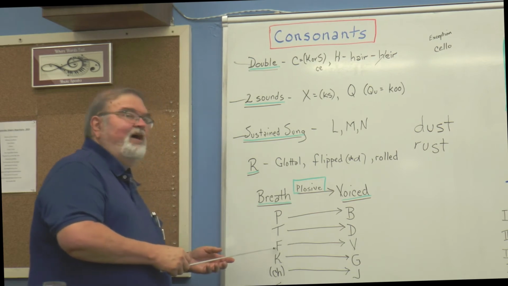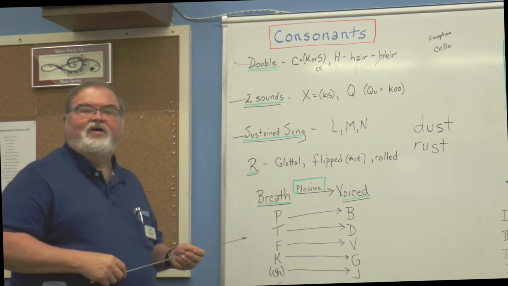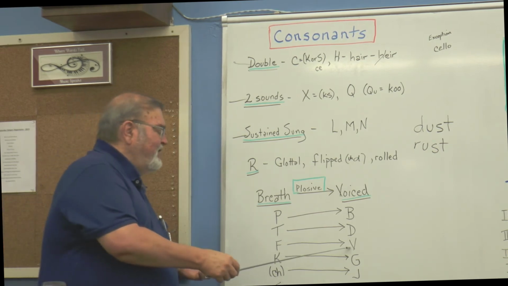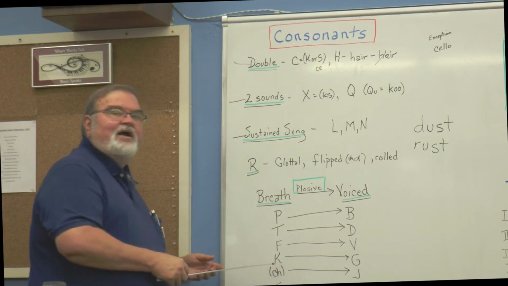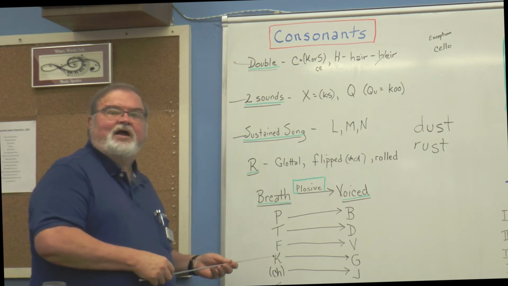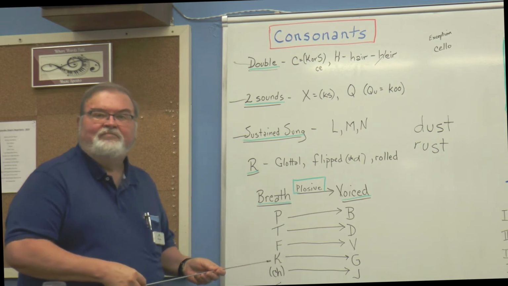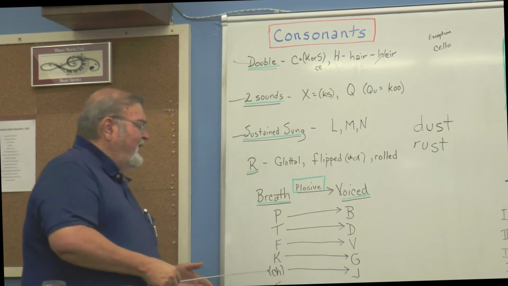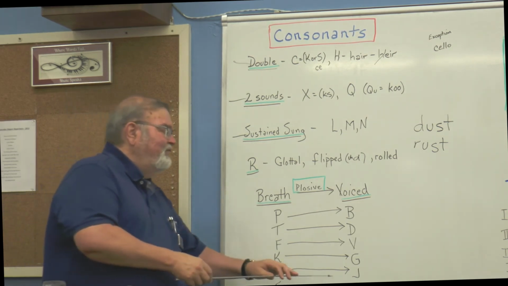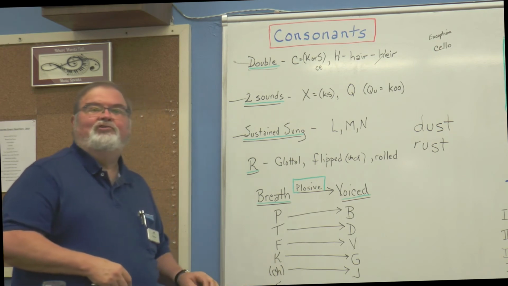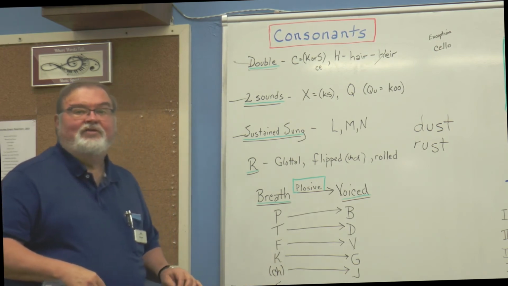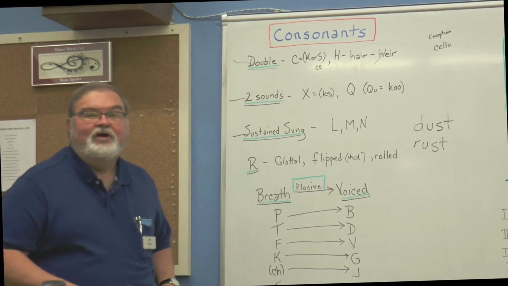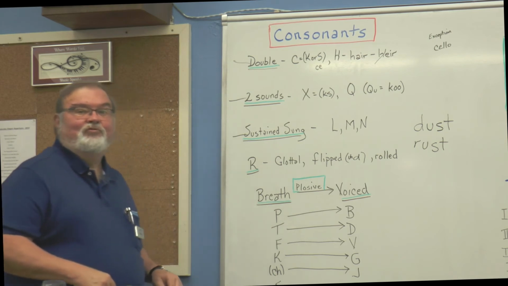One of my favorites is an F. When you add sound, it becomes a V. K, add sound, becomes a G. Same sound, one uses air, one uses some pitch. Now, I'm going to go all the way to the voice right away, the J. Because when you take away the sound, you end up with a CH sound, which isn't a consonant, but it's a sound that we use quite a bit.